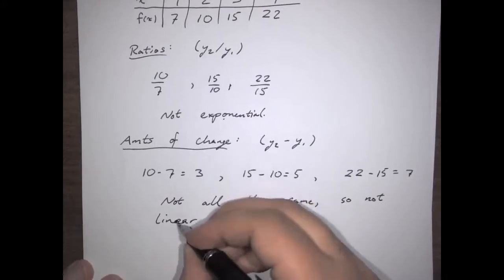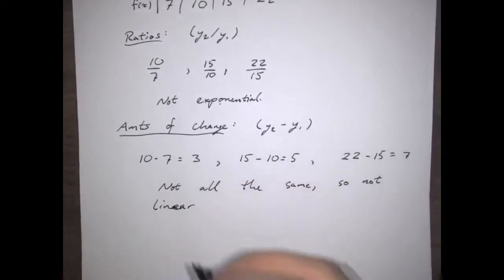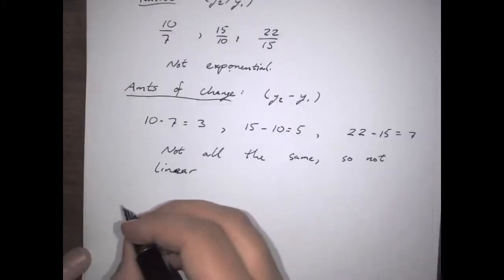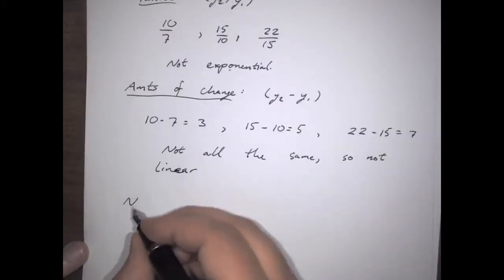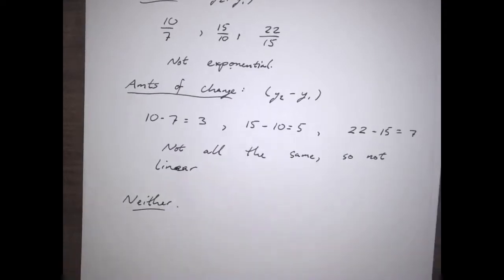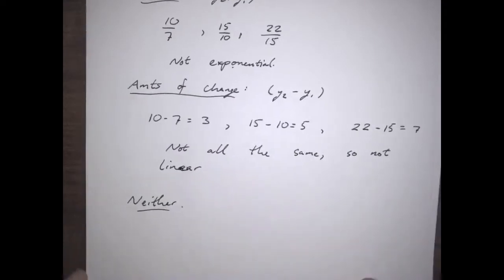Linear means a straight line. Straight lines just go up by the same amount each time. This doesn't do that, so it's not linear, not exponential, which means it is neither. Okay.